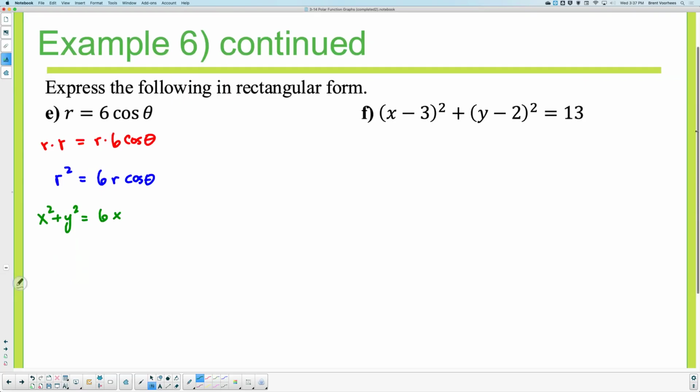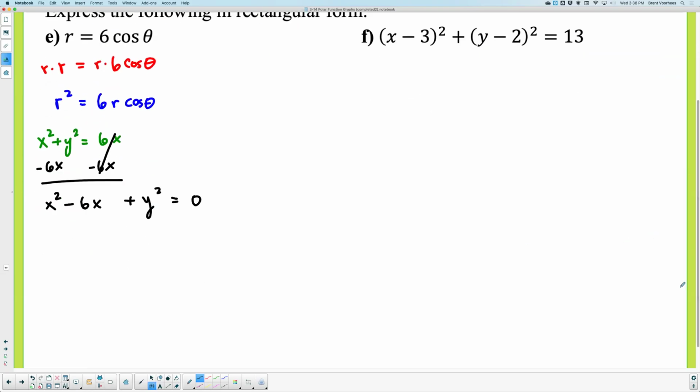A lot of times what we actually do in math is we would subtract over the 6x and we would complete the square. So when I subtract that over, I would have x squared minus 6x plus y squared equals 0. And what many mathematicians do is they complete the square. If you remember this process, you take your b value, you divide it by 2. So negative 6 gets divided by 2, which equals negative 3. And then you take that value and you square it as you go back in. Negative 3 squared is plus 9.